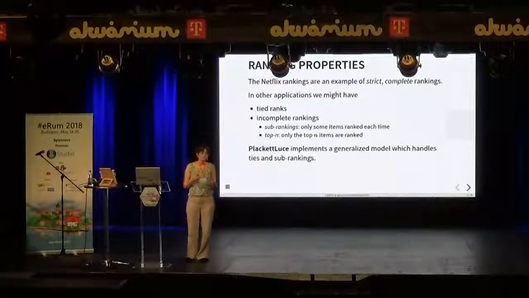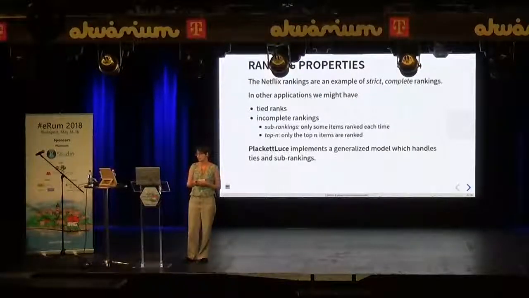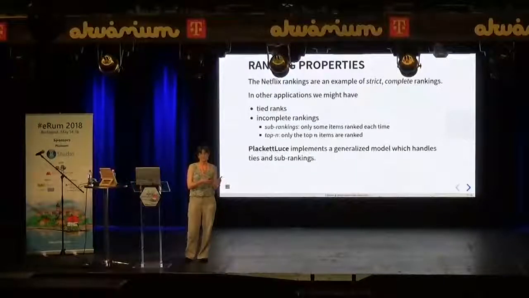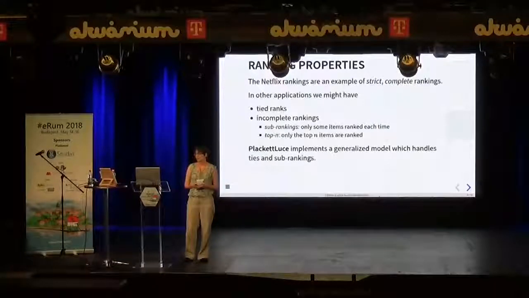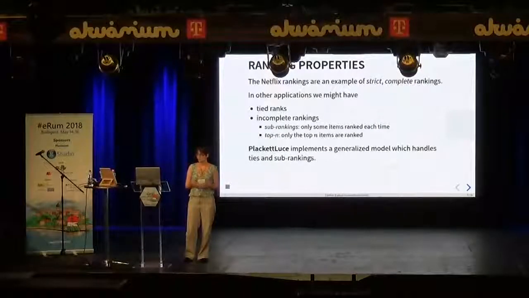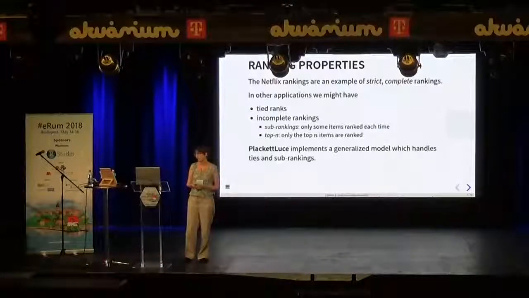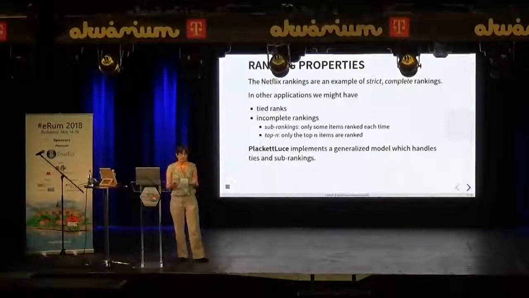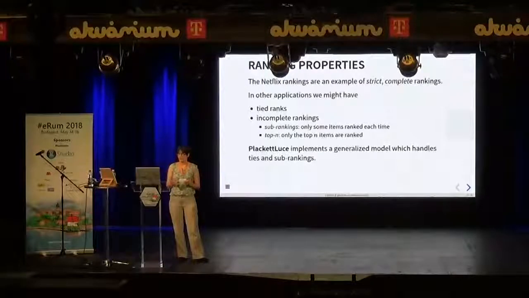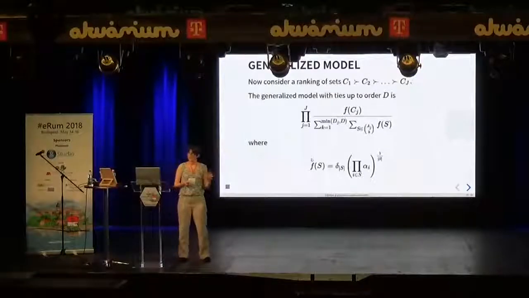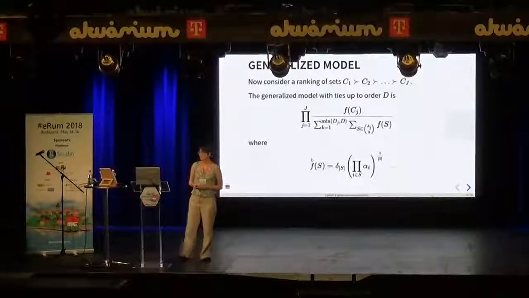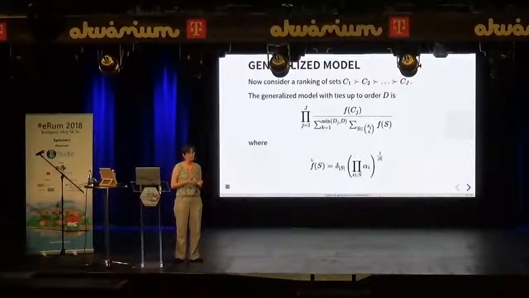And we can have two different types of incomplete rankings. We might only present a certain subset of items to a person and ask them their preference over that. Or we might have a large number of items, and it's unrealistic to ask people to rank them all. So we say, just give us your top 5 or your top 10. And PlackettLuce can handle both of these. In particular, it implements a generalized model which will handle ties. The mathematics gets a little bit more complicated, but you can see that the structure is the same.